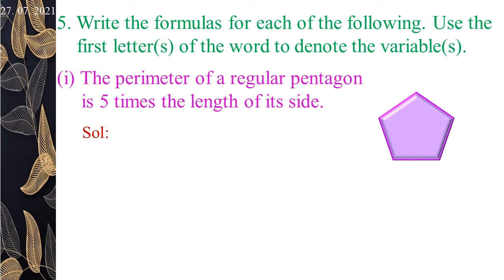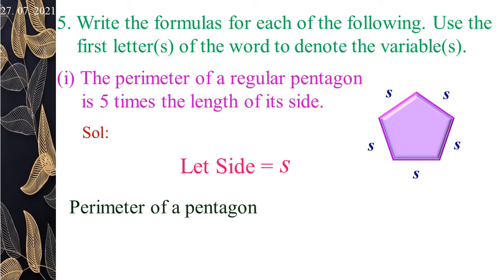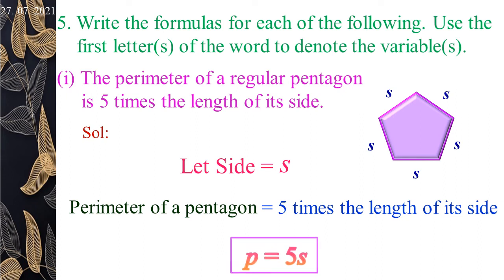Here a regular pentagon figure is given. The perimeter of a regular pentagon is 5 times the length of its side. Let side equal to S. So each side is S, S, S, S, S. Perimeter of a pentagon equals 5 times the length of its side. Therefore, perimeter P equals 5 times the length of its side, means 5S. So we get P equal to 5S.